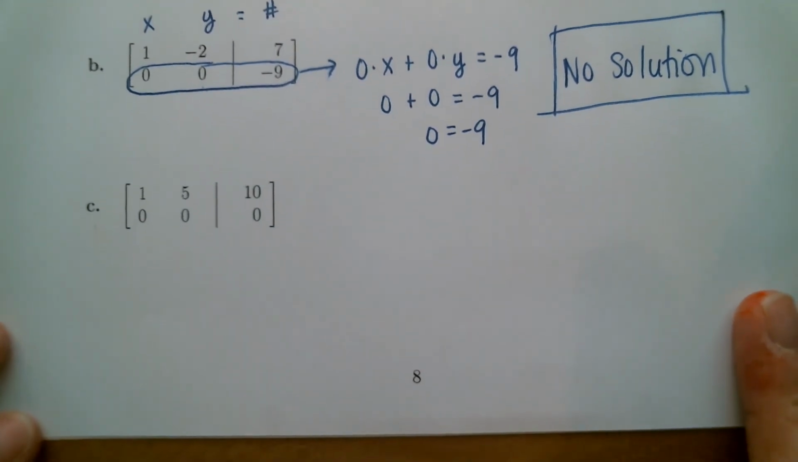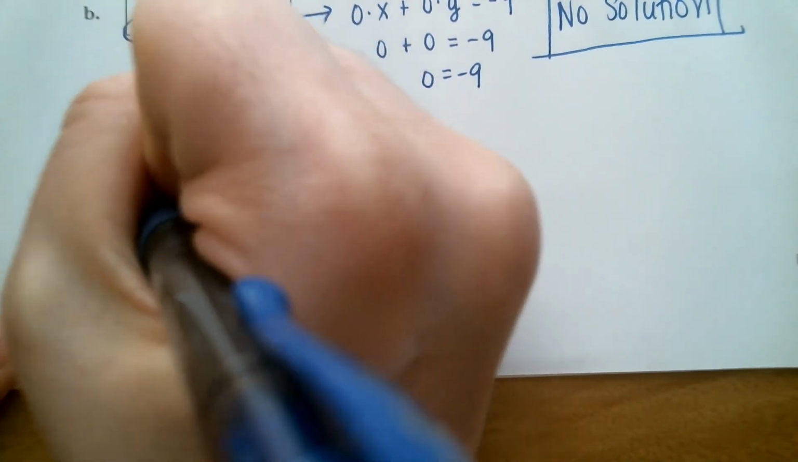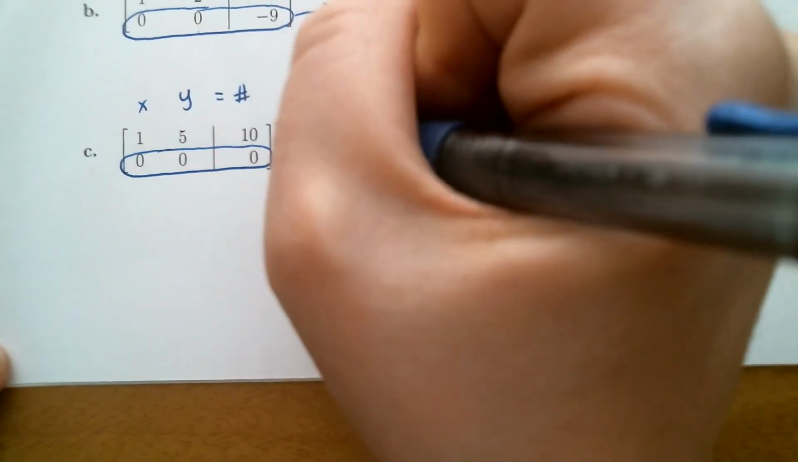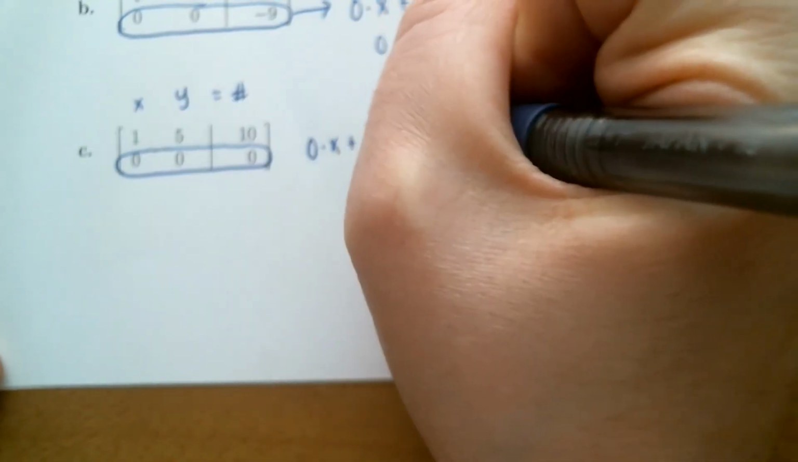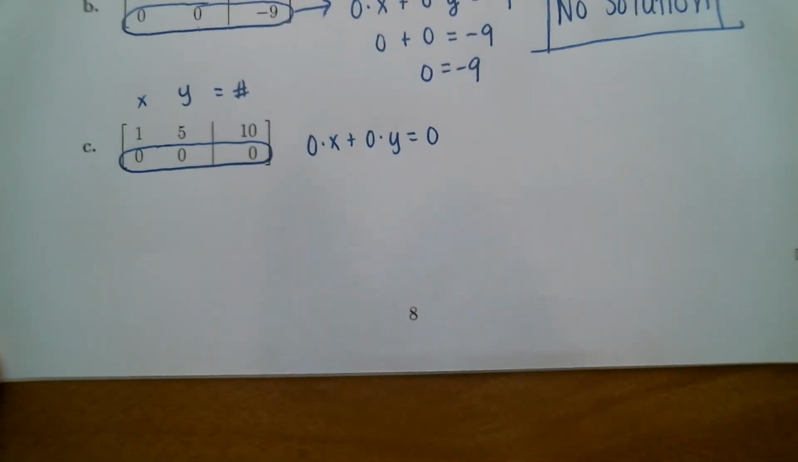All right, last matrix in part C. Again, you want to focus on the bottom row because it's all zeros. If you translated it in the same way we just did for part B, 0 times x plus 0 times y is equal to 0. This time when you simplify, you get 0 equals 0, which is true. It makes sense. A row consisting of entirely zeros indicates infinitely many solutions.